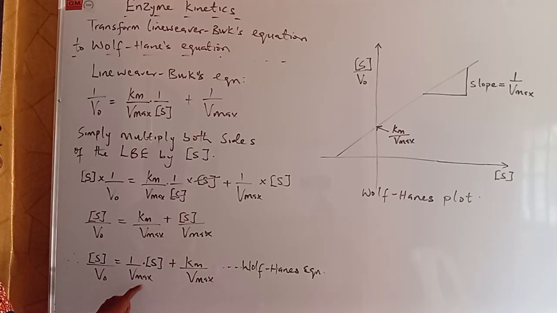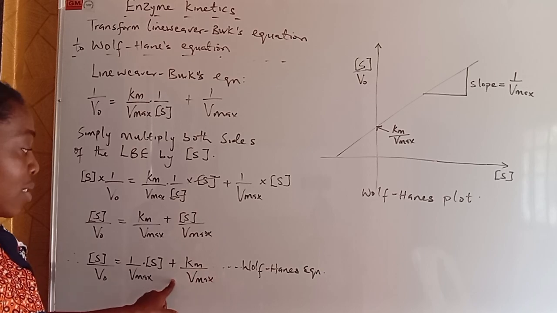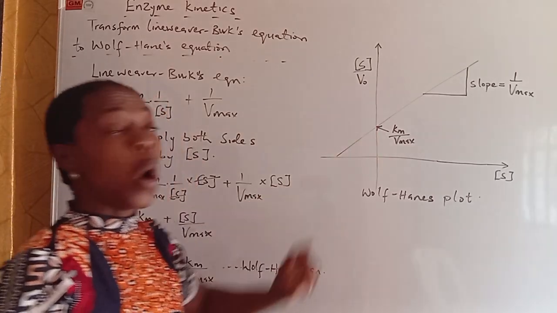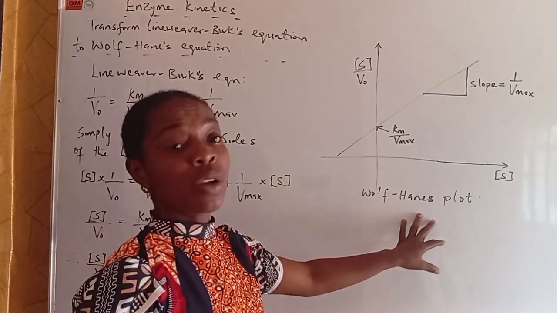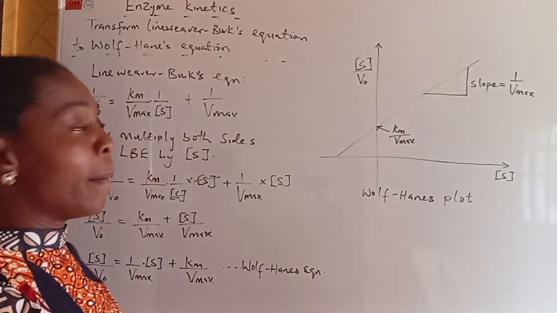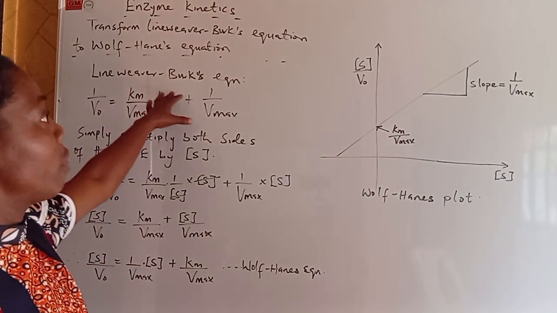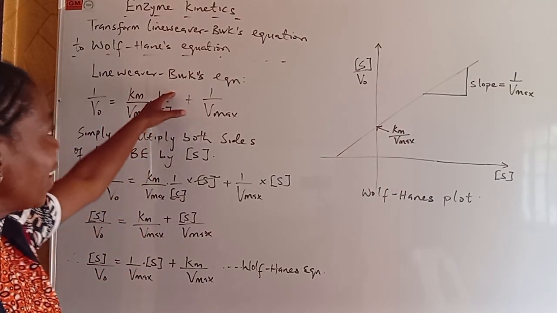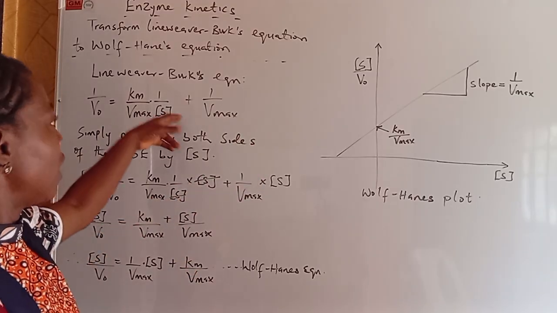So this, which is attached to this, is the slope, 1 over Vmax. Then whatever is remaining here after the plus or minus sign should be the intercept on the y-axis. Now, as we can see, the Hanes-Woolf plot is also a linear plot, a straight line graph like the Lineweaver-Burk equation. So why bother to get this after this?